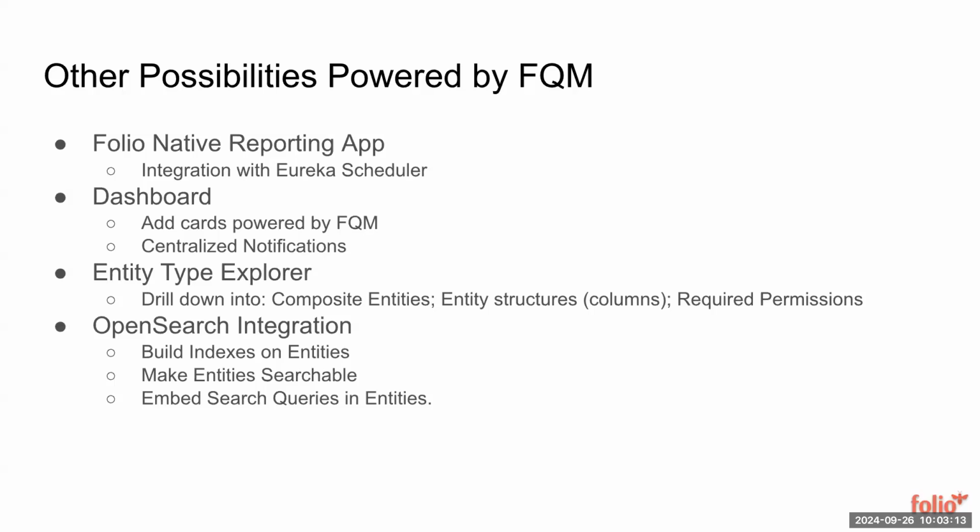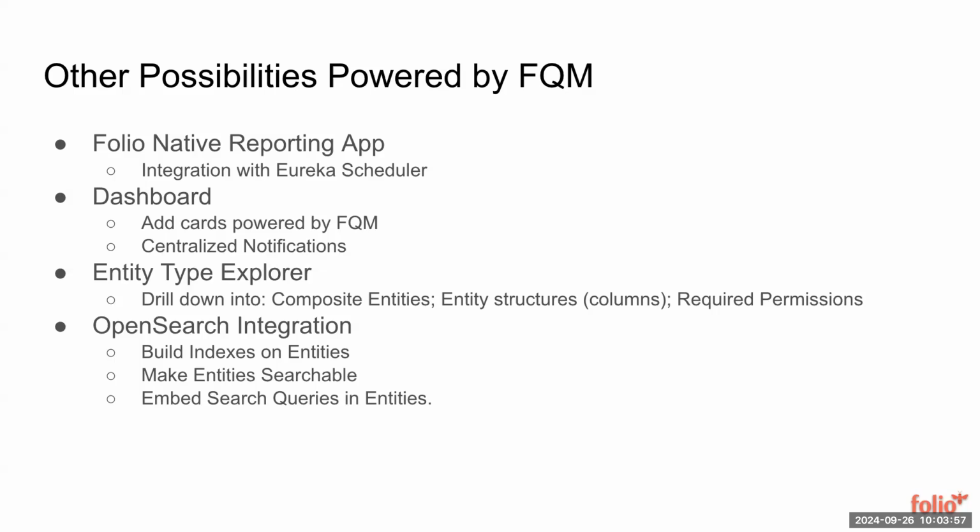One idea is to provide a native reporting application inside of FOLIO that will let you do operational reports and things that you may want to just find out about anything that's going on. And that could potentially be integrated with the Eureka scheduler. Eureka is providing its own scheduler, so you could run a report on schedules, delay it, or run it on a frequent basis if you wish. Now, getting these reports is one thing, but you could also imagine this could go into a dashboard. We could add cards in the dashboard that are powered by FQM. Potentially, you can get into centralized notifications from the results of FQM.